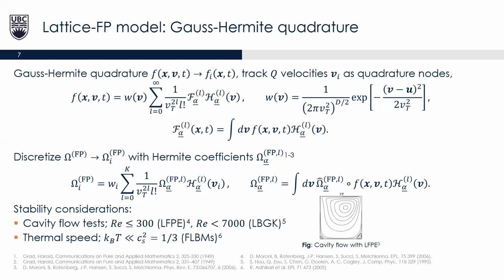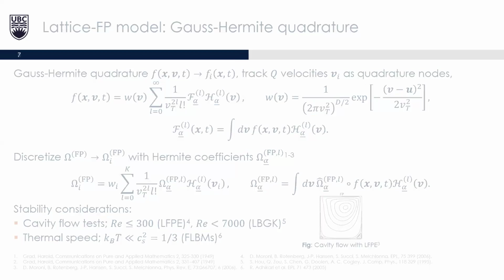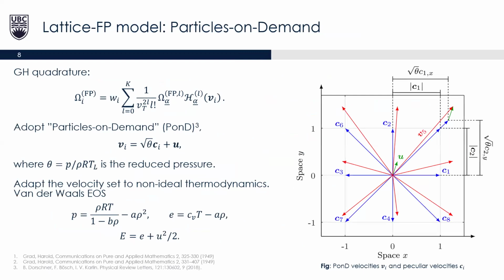So I ended up using particles on demand, actually. And that's why it got a little bit more hairy to come up with the Gauss-Hermite quadrature. Particles on demand has been explained previously in one of the previous sessions, I think. What you do is you take your normal peculiar velocity set here and you scale it by your non-ideal pressure from whatever equation of state you want, and I want to keep it simple.